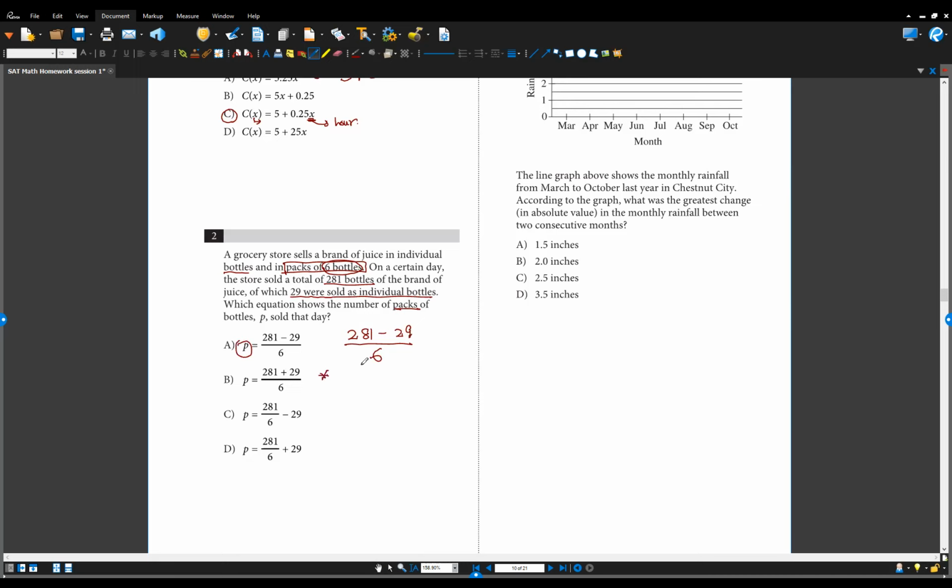Or maybe you can try this way. P packs is 6P. That is the total number of bottles in P packs of 6. This is 6 bottles times the number of packs, plus 29 individual bottles, and the total is 281. From here, you can find the value by dividing by 6, but this is better. Quick solutions.